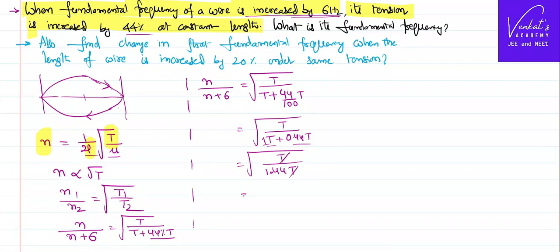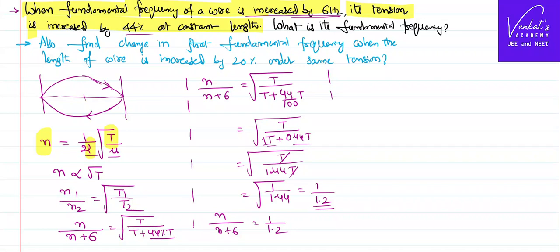T and T can be cancelled. Square root of 1 by 1.44. Square root of 1 is 1. Square root of 1.44 is 1.2, because 12 12s are 144. You know that, right? It's a simple thing. So N by N plus 6 is 1 by 1.2.